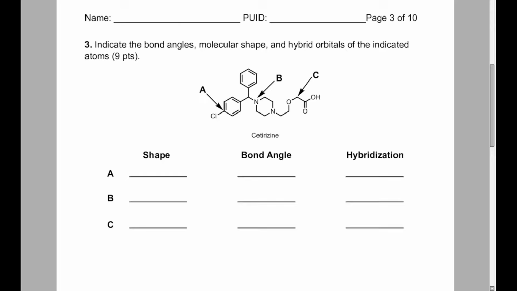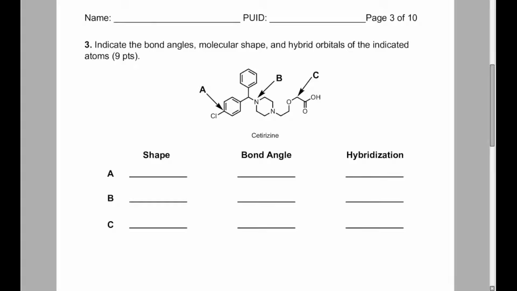3. Indicate the bond angles, molecular shape, and hybrid orbitals of the indicated atoms. So first we can recognize that this molecule is being represented by a line angle structure, not a full Lewis dot structure. So we might want to draw in the lone pairs and the hydrogen atoms to make our job easier for this problem.